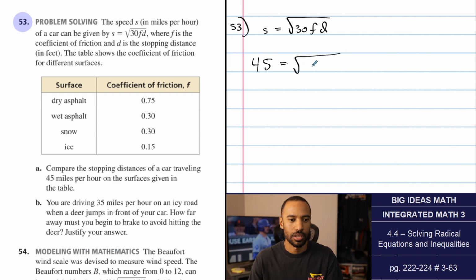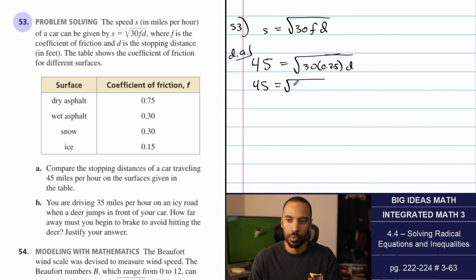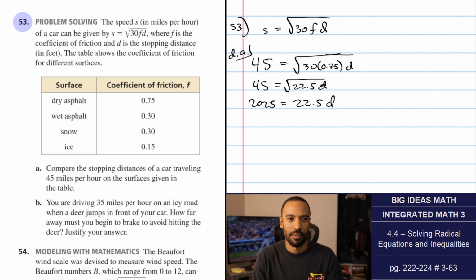Number 1 is a friction on dry asphalt. So 45 equals square root of 30 times 0.75 times d. That's 3/4 of 30, which is 22.5. So 45 equals square root of 22.5d. I'm reckless when I do that because there's no guarantee that I'm actually right. Oh, what's 45 squared? Come on, Mr. Robinson. 2025 equals 22.5d, and I need to divide that for certainty.